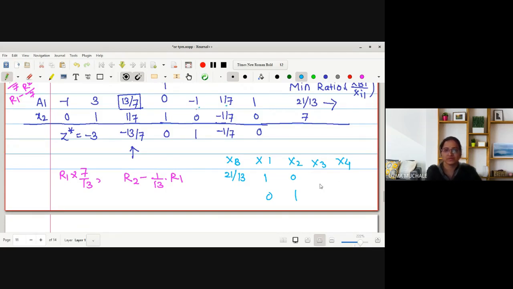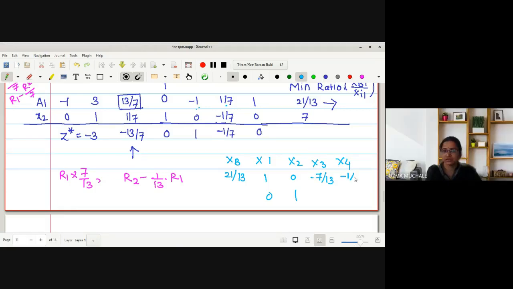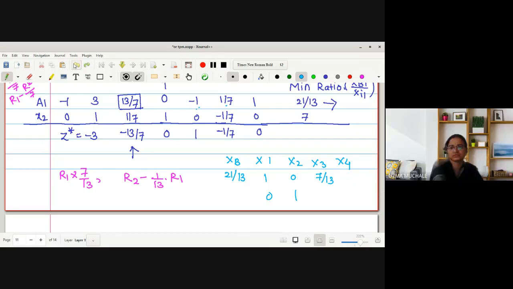Now minus 1 multiplied by 7 by 13, this is minus 7 by 13, correct? And if I multiply 1 by 7 by 13, is it minus 1 by 13? No, it is plus. Plus 1 by 13. Here it is minus 7 by 13. Here it is plus 1 by 13.